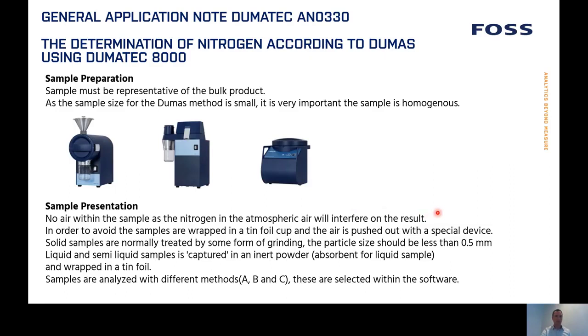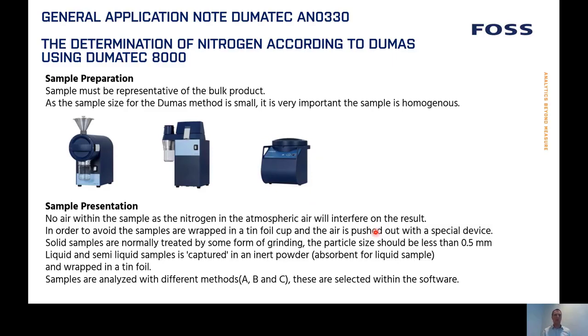This is avoided by wrapping the samples in tinfoil cups, and the air is pushed out with a special tool. Solid samples can be ground, and these are the FOSS sample mills: the Cyclotec and the Knifetec. It's important to have a homogeneous sample, and the particle size should be less than 0.5 millimeters.